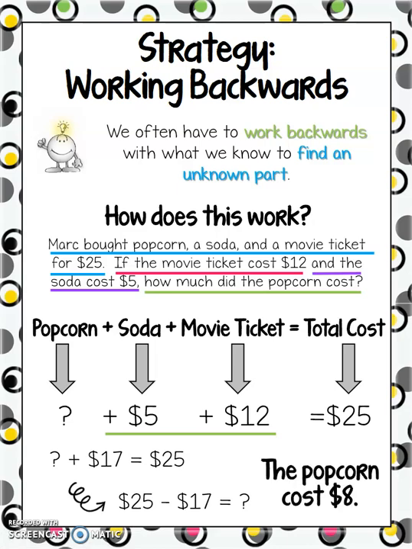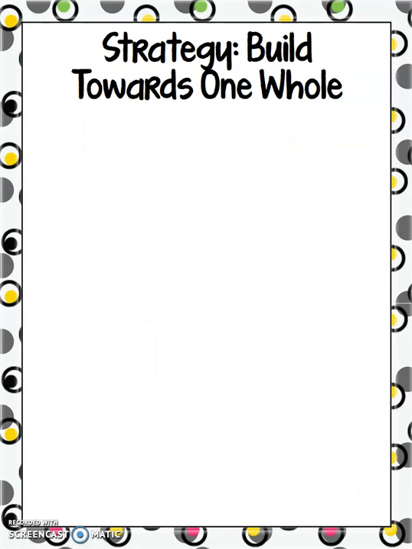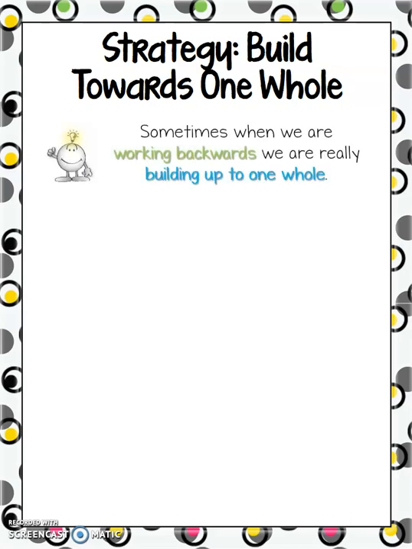So when you're working backwards, if you set up an equation like this, you just have to do the opposite operation. Since I was supposed to add the popcorn plus the soda and the movie ticket to get the total cost, I can take the total cost and subtract the amount I know to figure out what's left. Now, a special type of working backwards question you'll see is where you're building towards one whole. This comes up in fraction questions because sometimes when we're working backwards with fractions, we're really building up to one whole. So I'm going to change that word problem that we just looked at slightly to show you how this will work.